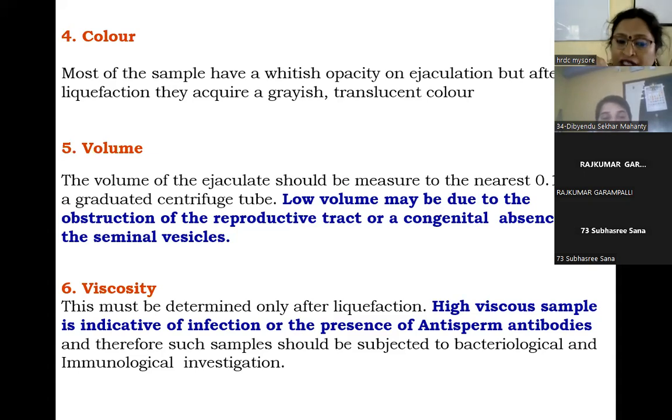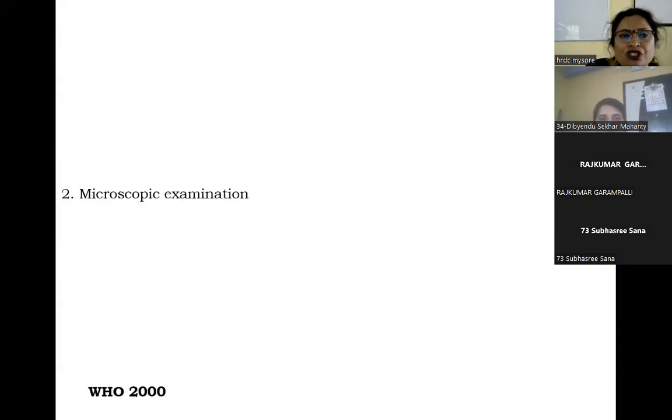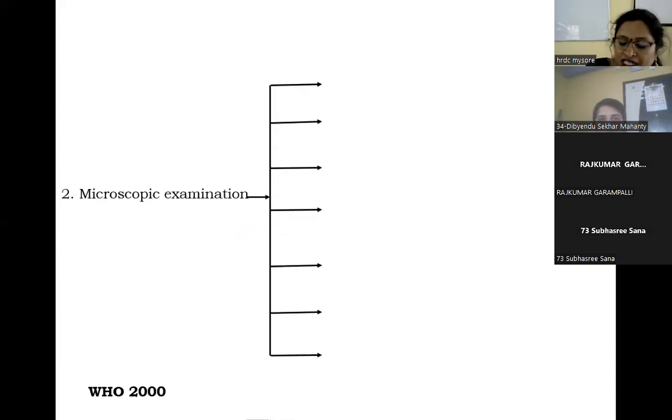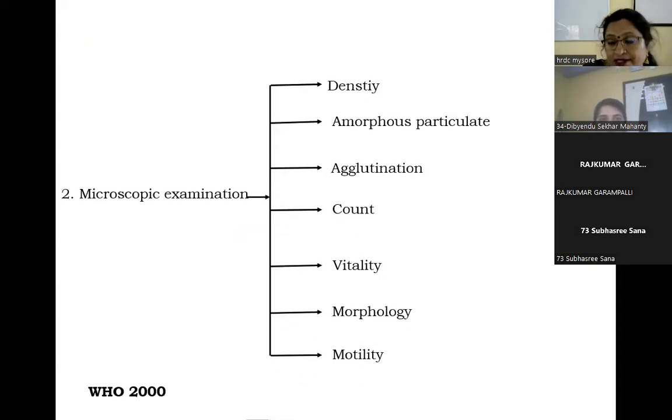Immediately, if the semen is very viscous, it will be subjected to bacteriological and immunological assays. Thereby they will confirm whether there is anti-sperm antibody or any infection, and what could be the cause of the infection. So physical examination itself gives a lot of information. After physical examination, we move on to microscopic examination.